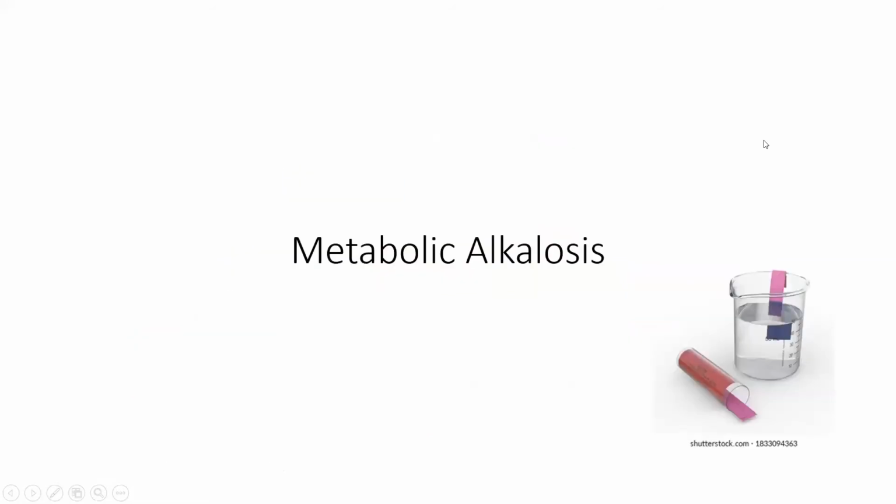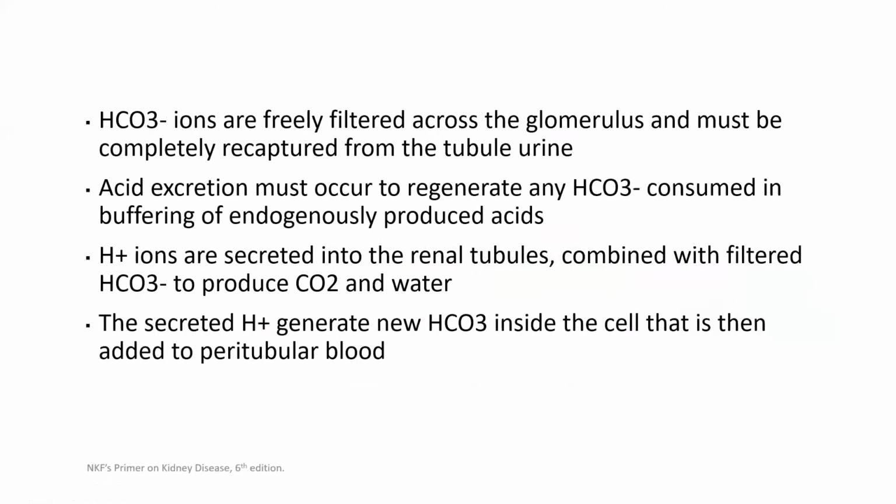Okay, so in terms of metabolic alkalosis, bicarb ions are freely filtered across the glomerulus and must be completely recaptured by the tubular urine. Excretion also must occur to regenerate any bicarb consumed in buffering of endogenously produced acid. Hydrogen ions are secreted into the renal tubules, combined with filtered bicarb to produce water as well as CO2. The secreted hydrogen generates new bicarb inside the cell that is then added to the peritubular blood.